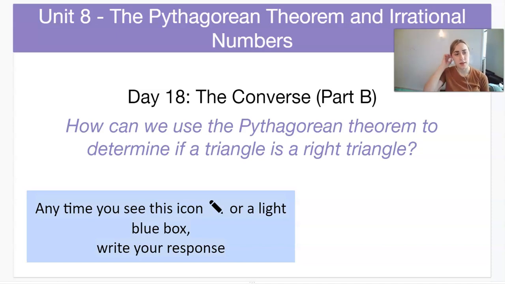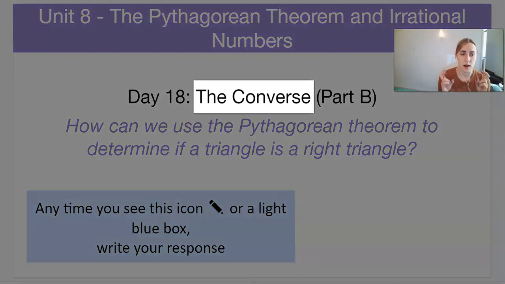I am an 8th grade math teacher, and today we are continuing our Unit 8 on the Pythagorean Theorem and irrational numbers. And today we are on day 18, the converse, part B. And our big question for today is how can we use the Pythagorean Theorem to determine if a triangle is a right triangle? So before we move away from this page, I want us to take a moment and think about this concept of the converse.